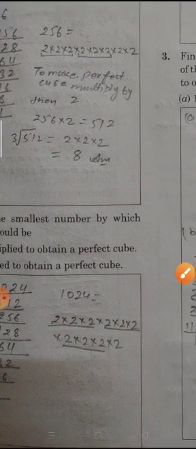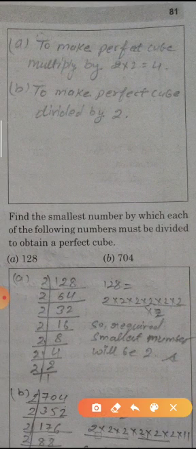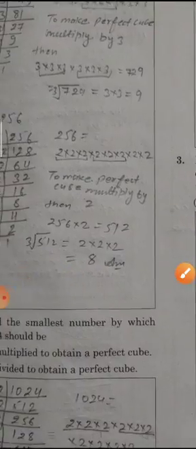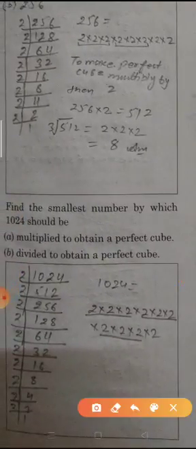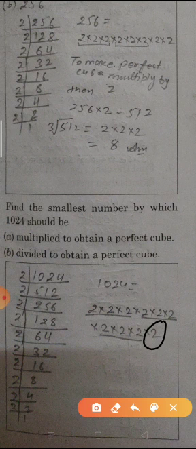So students, for part A, to make a perfect cube multiply by 4, because there is only one digit of 2, so we multiply 2 times 2 to make a perfect cube. So it is 4. To make a perfect cube by dividing, divide by 2. So multiply by 4 and divide by 2, because here is a 2 digit alone.